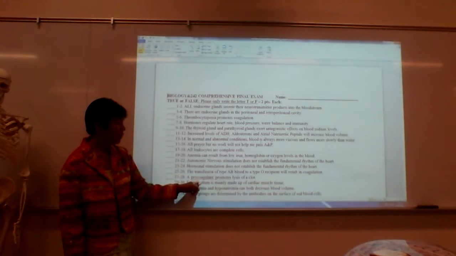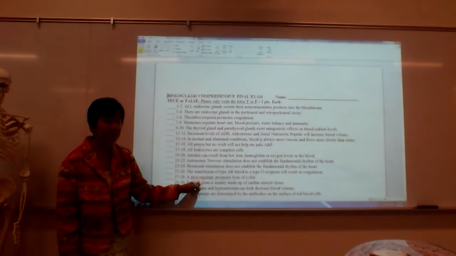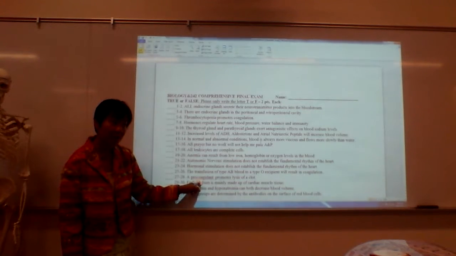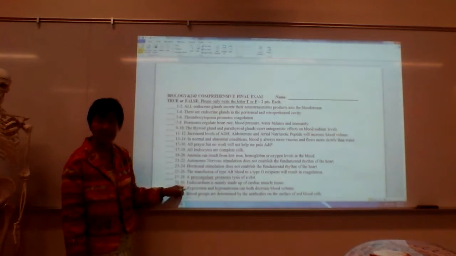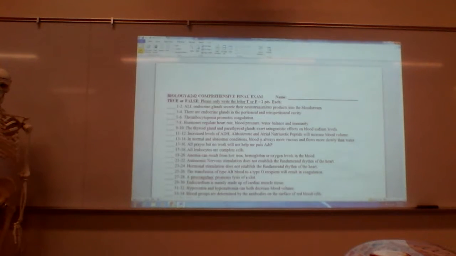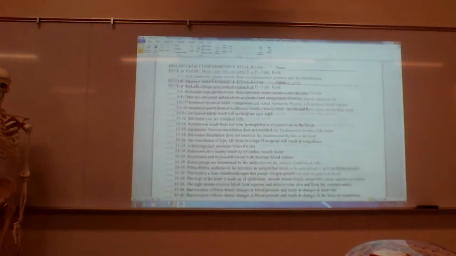Here, a procoagulant. What's a pro? Something that promotes lysis of a plant. That's false. False, because a procoagulant is something that promotes coagulation, which is clotting. So it does not promote lysis, which is destroying. Okay? Next, what's the answer to this one?